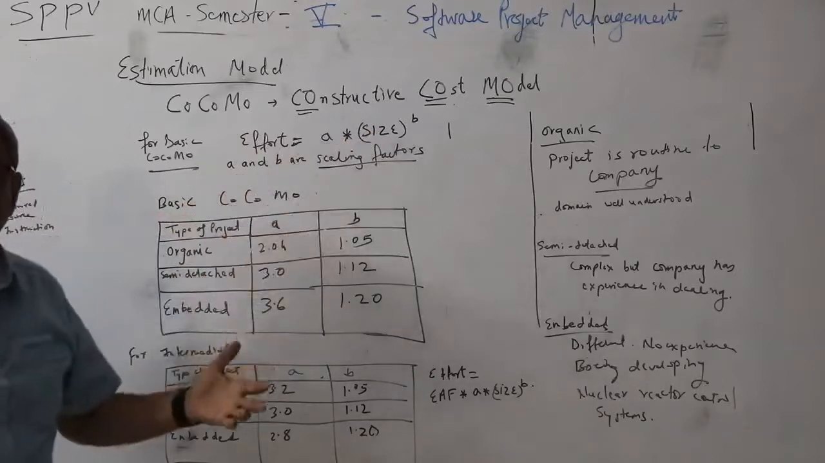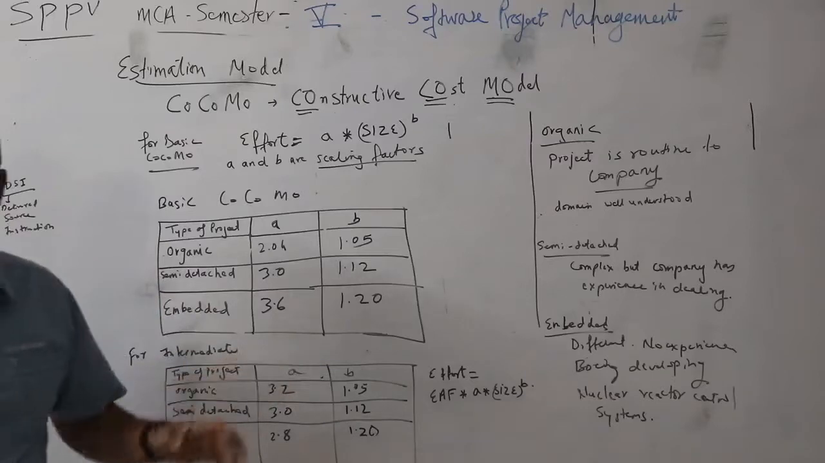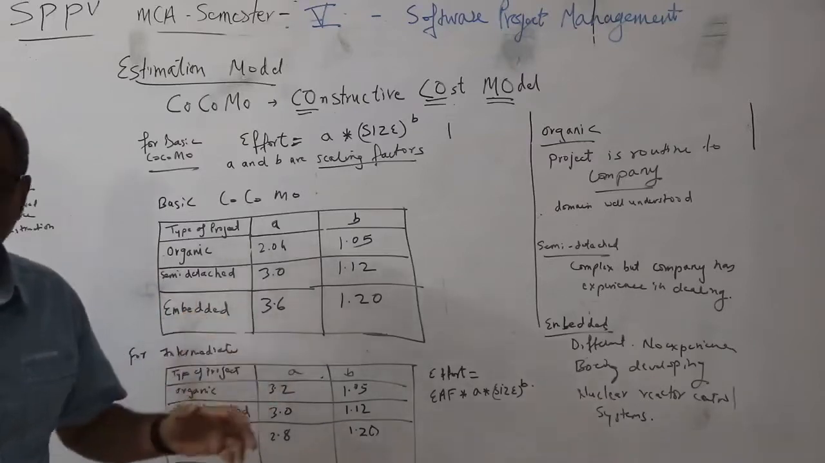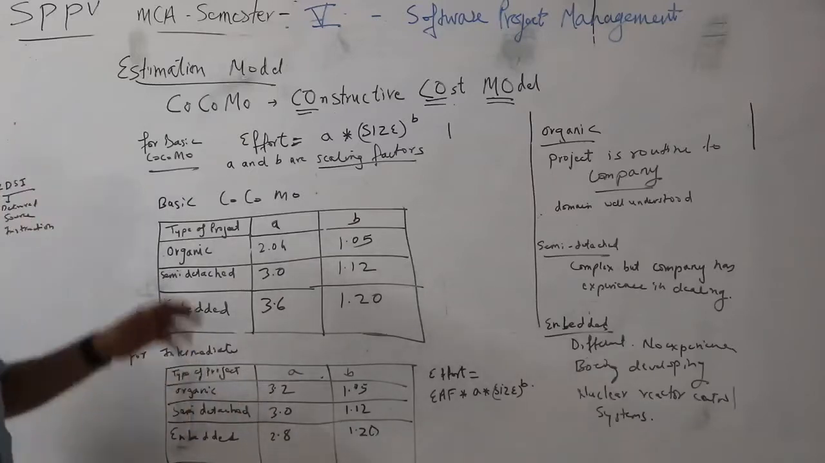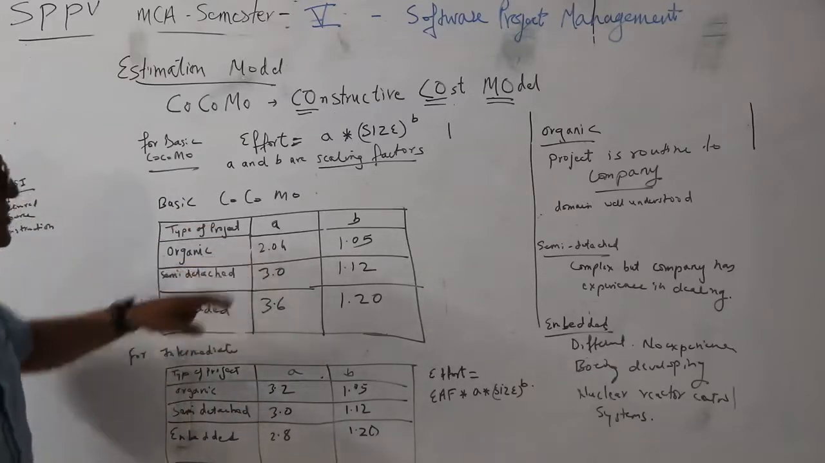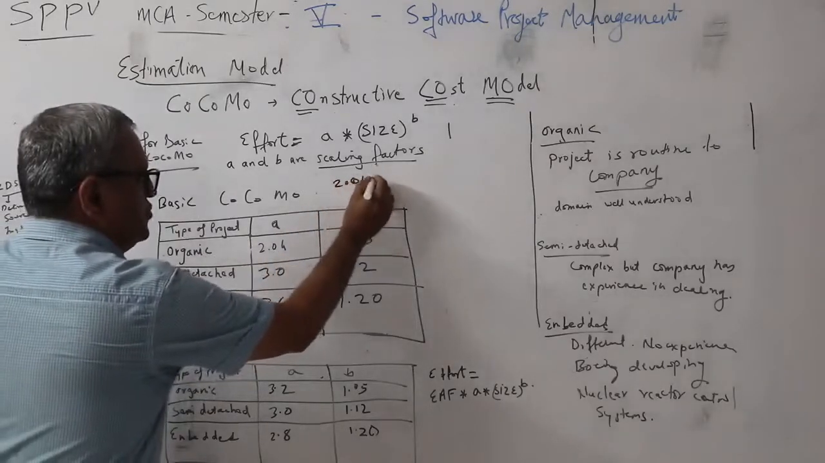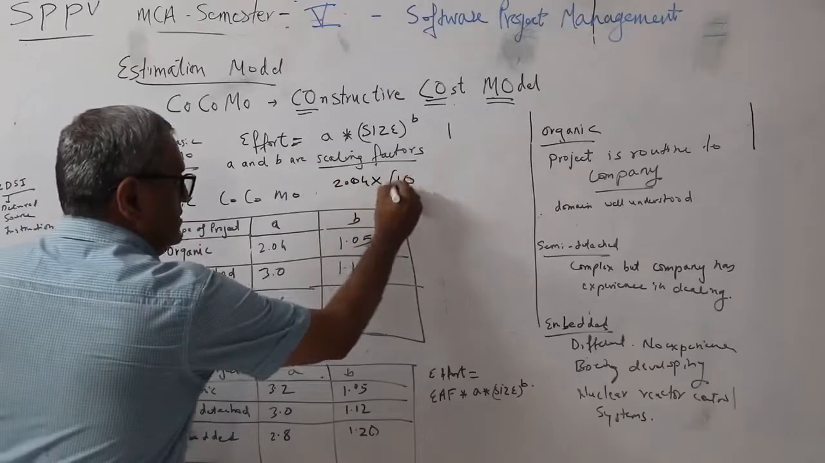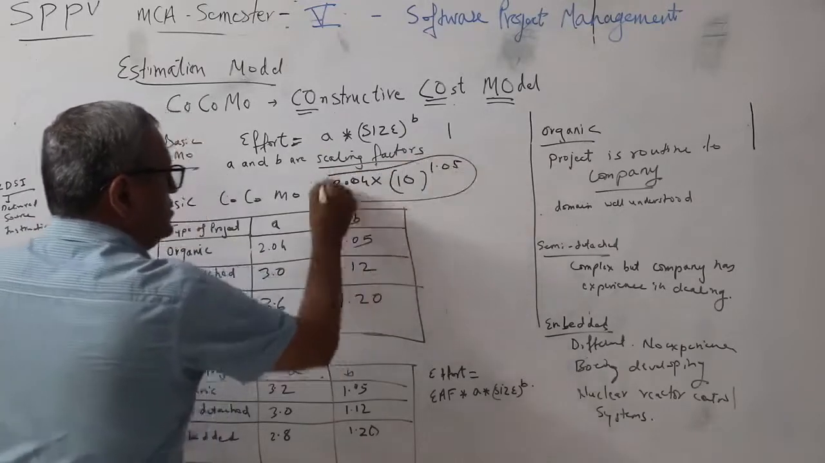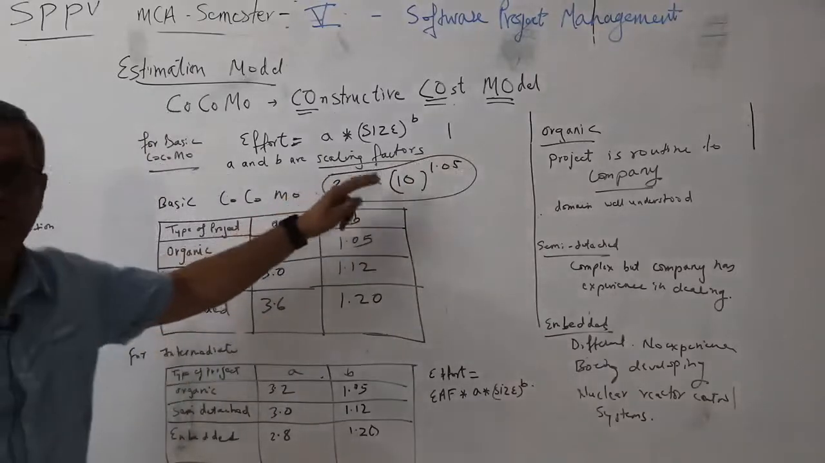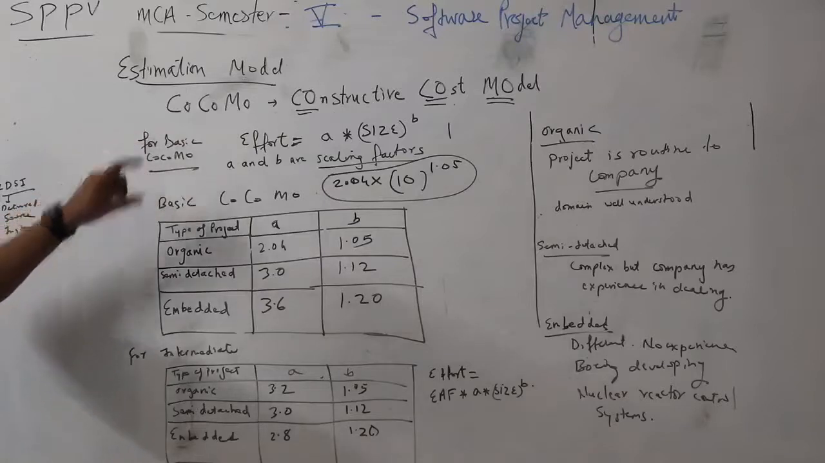Based on the size, say for example, a project categorized as organic with lines of code as 10,000 lines of code. What you will do is, you will take 2.04, which is A, multiplied by 10 raised to 1.05. This will give you the effort that was required to execute that project. So this is basically for basic COCOMO.